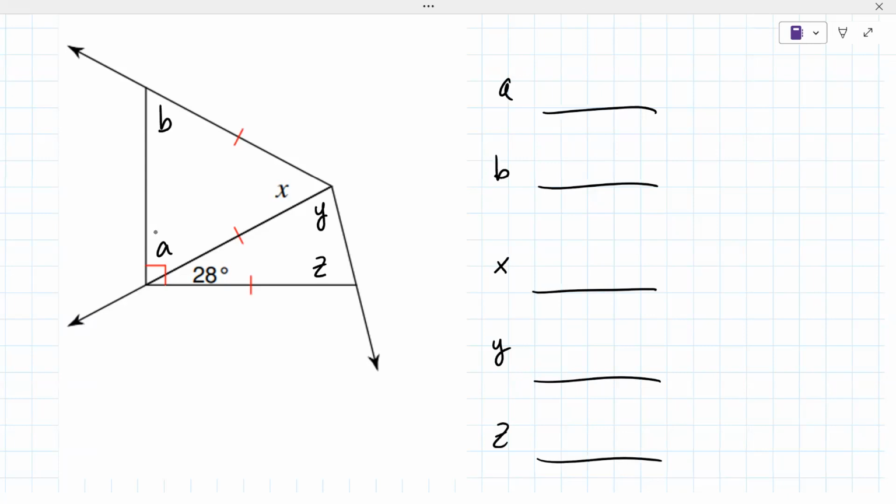So wait, am I trying to find something that's congruent to set me up for the other side? What does 28 have to do with A and that red square? Is that square just there to try to confuse me? No, it means it's very important. I know that's 90 degrees. A plus 28 is 90, so 90 minus 28 equals A. There you go.